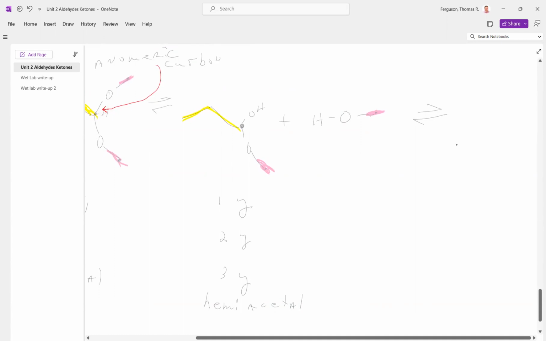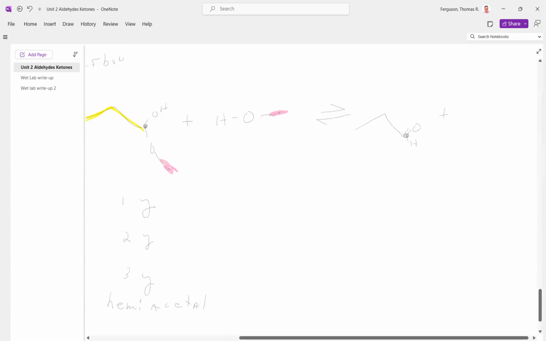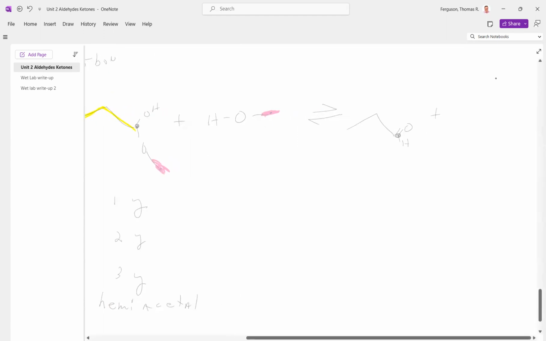Okay, so we're going to continue on. Now we're going to generate the original aldehyde, and we're going to kick off the other alcohol. Anomeric carbon, plus we're going to end up with two of these methanols now.